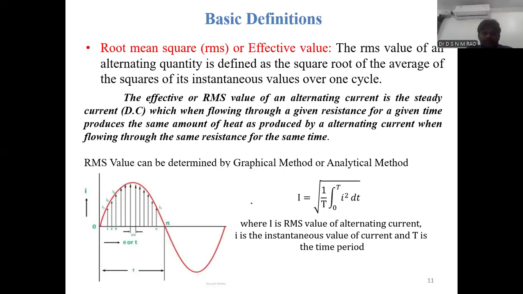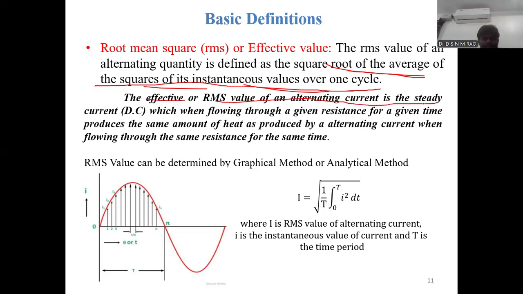Next one, RMS value, is nothing but root mean square or effective value. The RMS value of an alternating quantity is defined as the square root of the average of the squares of instantaneous values over one cycle. It is also defined as the effective value of an alternating quantity: the steady or DC current which, when flowing through a given resistance for a given time, produces the same amount of heat as produced by the alternating current flowing through the same resistance for the same time.